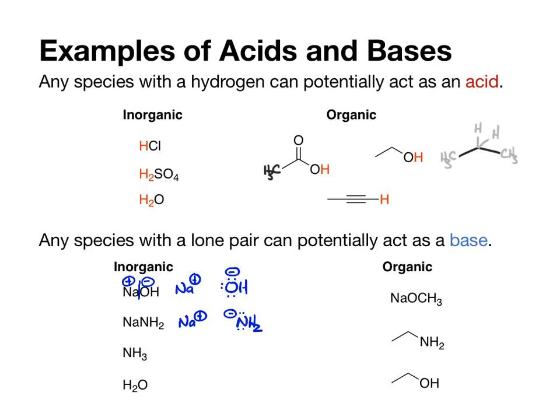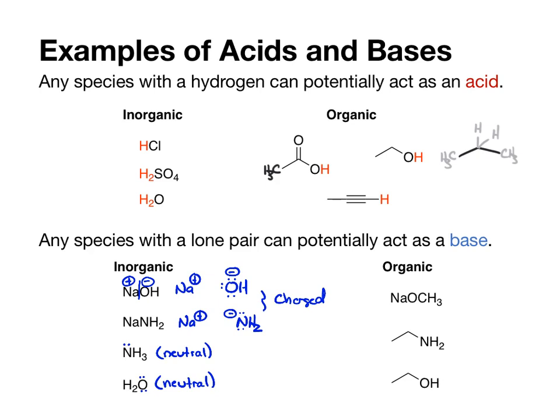Next we have NH3. This is a neutral base, but the nitrogen does have a lone pair. So we can have neutral bases, we can have charged bases. And then water, under some conditions it can act as an acid. Under other conditions, it has lone pairs, it can act as a base, but this is another neutral base.